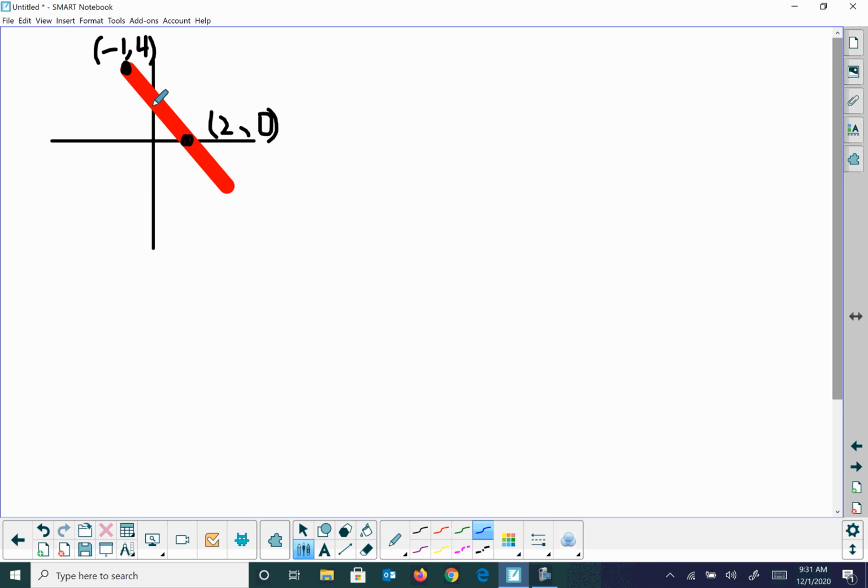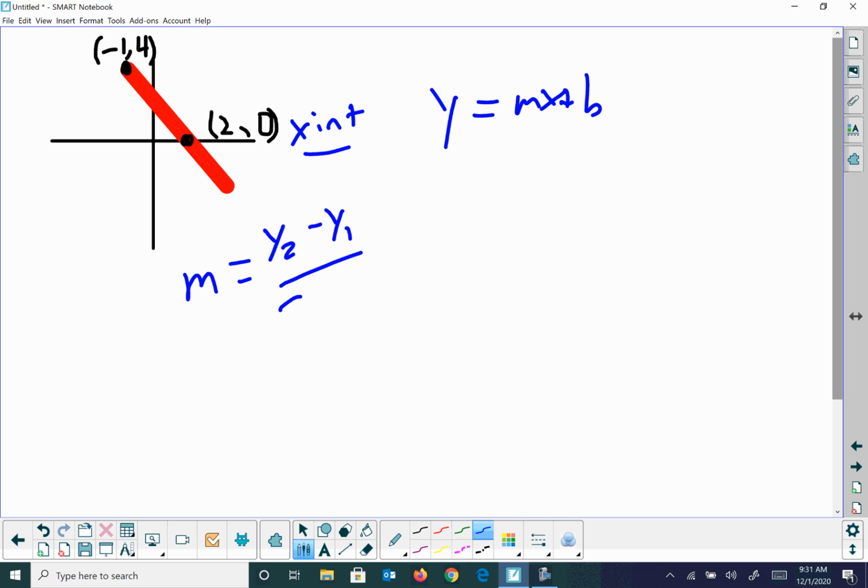Okay, what about when we're given something like this? We want to find the equation. So it looks like I know an x-intercept, but I don't know where that fits into my equation. So I'm going to use y equals mx plus b. Okay, and then what I'd like to do is I want to find the slope of these. So my slope equation is this. So I can go ahead and label the points, x1, y1, x2, y2, and plug them in.